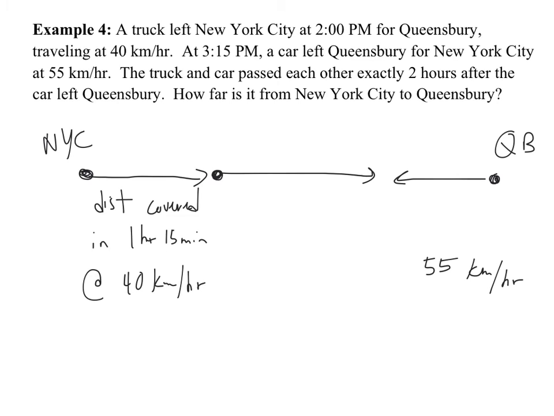So not 2 hours from the beginning, but 2 hours after that 1 hour and 15 minute delay has already occurred. So this truck leaves, spends an hour and 15 minutes, then the car leaves, and after 2 hours they somehow meet in the middle. The question is, where are they going to meet? How far is it from New York to Queensbury? How can we figure this out?